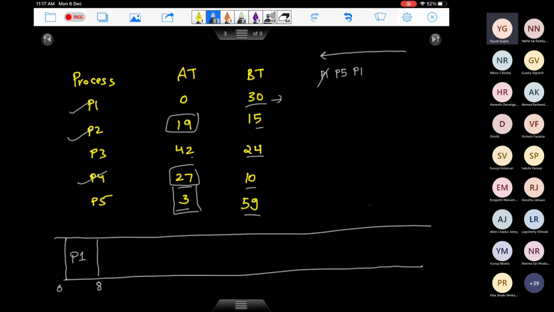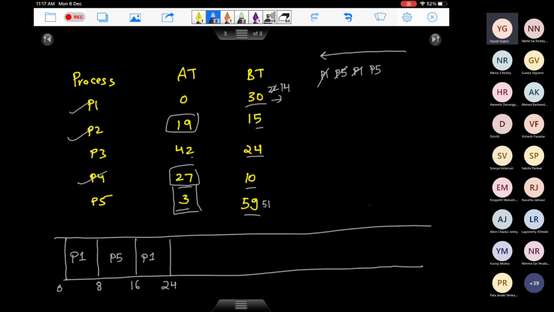All right. So for P1, how much is left? 22 is left. Then P5 starts executing, right? And it executes for another 8 units. So 51 is left. What next? Till 16, no other process comes, right? So P1 comes back after executing, and now you start executing P1 for 8 time units. So how much is left? 22 minus 8, 14.